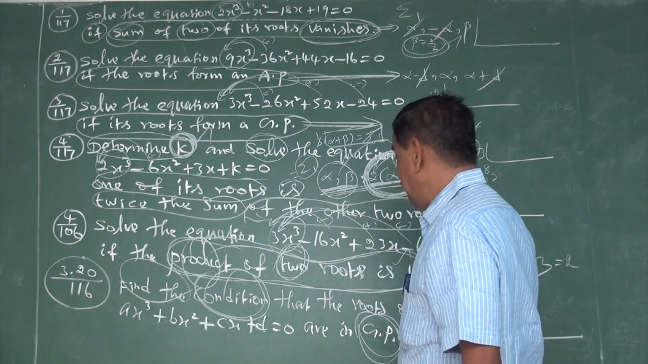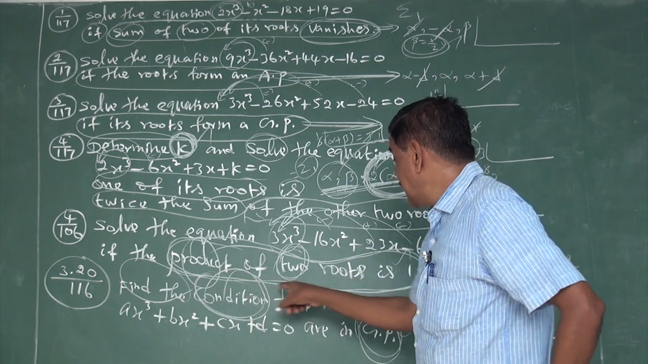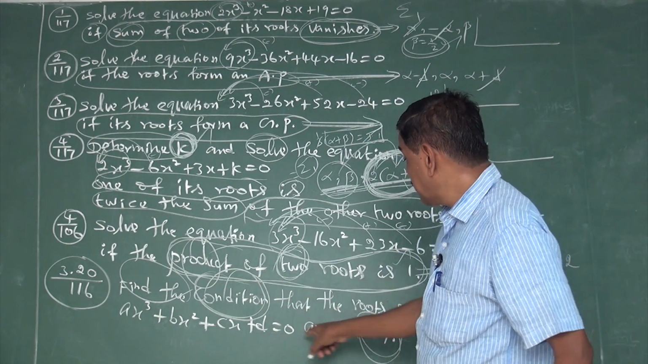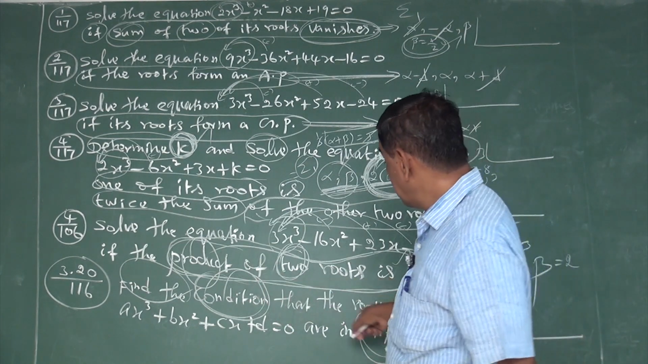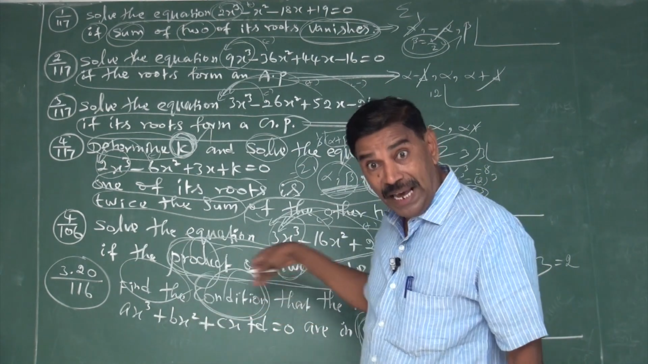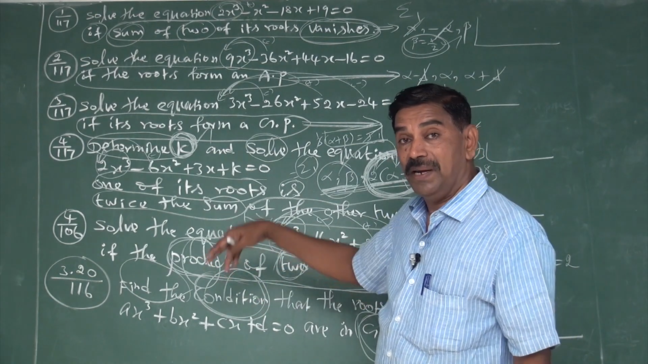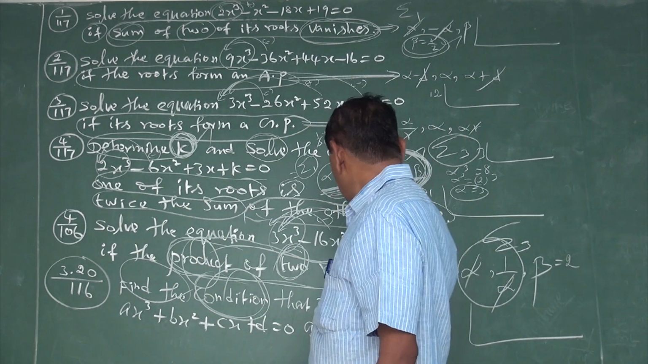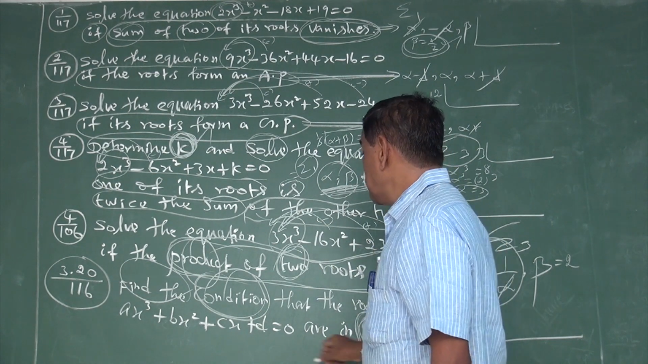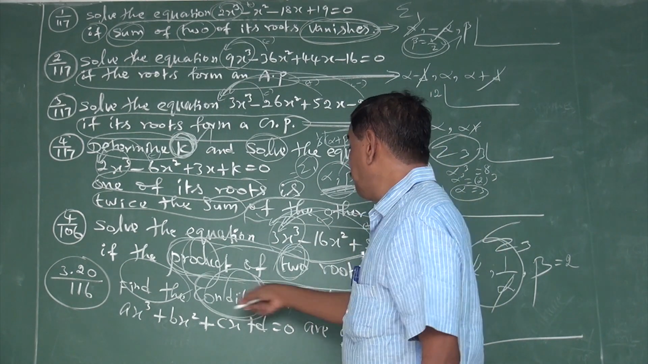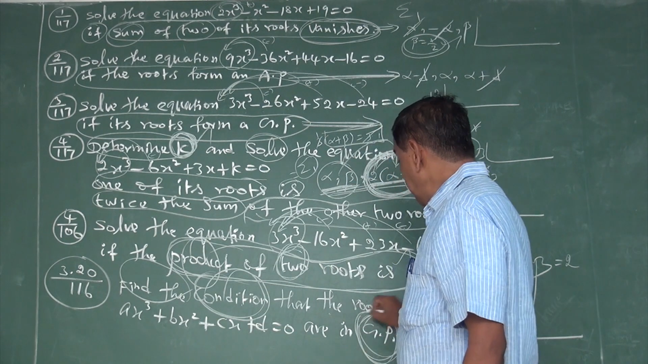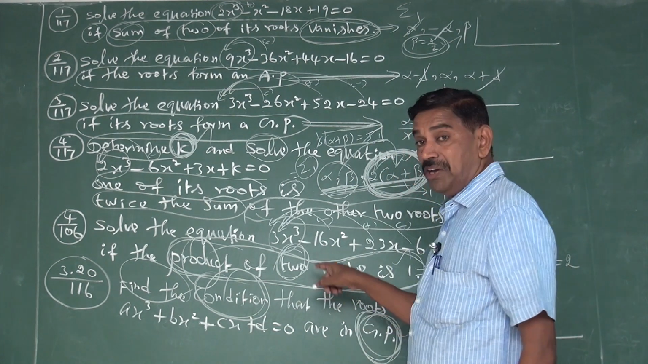Listen, this model we have already completed. That is, find the condition that the roots of the cubic equation are in AP. Find the condition that the roots of the cubic equation are in HP. That is, AP and HP were already completed in the last class. Now we are left with GP only. So find the condition that the roots of a cubic equation are in GP. So for this last question also we have 3 models.